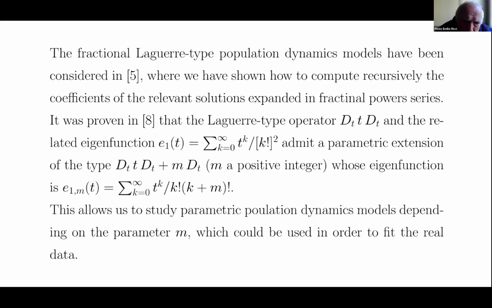This allows us to study parametric population dynamics models depending on the parameter m, which could be used in order to fit real data. So the idea is that the classical theory of population dynamics models depends on the choice of the exponential. Every time you find a different type of exponential, you can reconstruct all the theory, all the models, Malthus, Verhulst, Volterra, Lotka, and so on, changing the exponential, which is the basis of the theory. In this lecture, you use this kind of exponential.